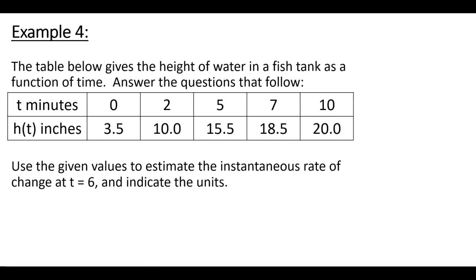Here we go. Use the given values to estimate the instantaneous rate of change at t equals 6 and indicate the units. So I want to find how fast the height is changing. How would I write that mathematically? H prime of 6. Good. So I want to find the instantaneous rate of change of h at 6. Now you can't do that with the table. There's no function up here for me to take the derivative of. But I can estimate that by doing the average rate of change of the 2 values that are closest to that.